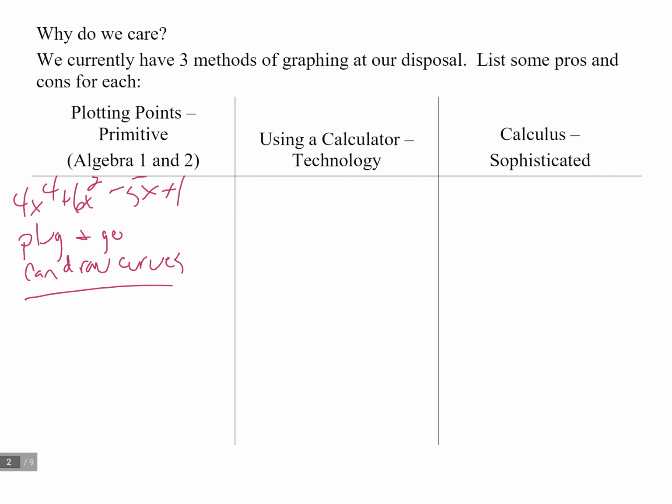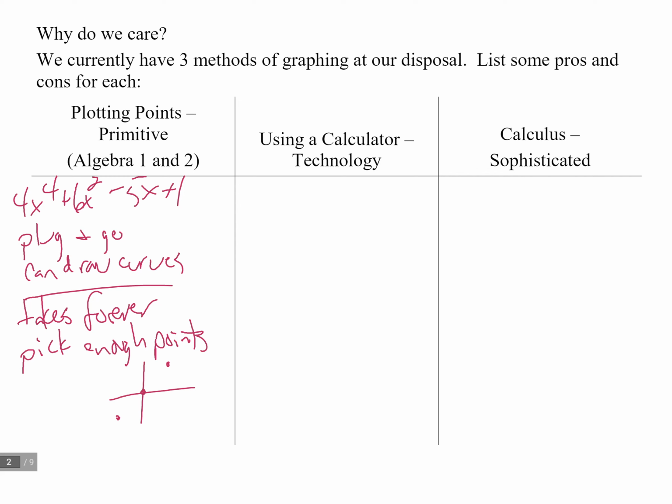So what are some cons of plotting points? Well, one is it takes forever. That's the big one. You have to pick enough points for it to be meaningful. You could have the situation where we have a dot here, and a dot here, and it looks linear, but for sure it's not. So there are definitely some disadvantages to the plotting points approach.